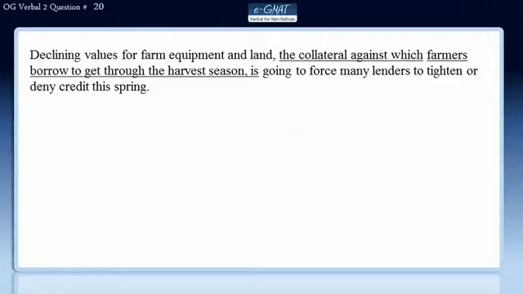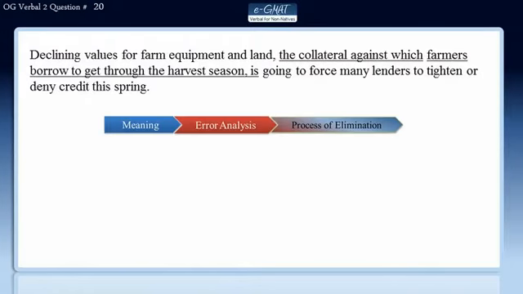We will solve question number 20 of OG Verbal 2nd edition by using the e-GMAT 3-step process. In the first step, we will understand the meaning of the sentence. In the second, we will analyze the errors in the sentence, and finally, we will review all the answer choices to get to the correct answer.